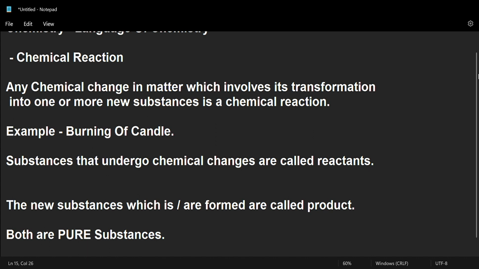Characteristics of occurrence of chemical reactions. How will you recognize that a chemical reaction has taken place? There can be many forms, and one is a change of color.